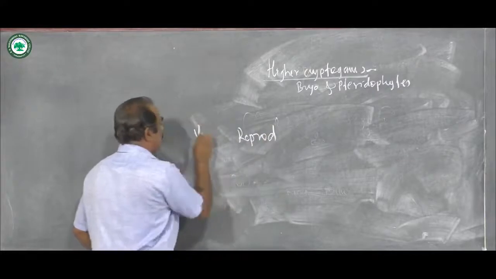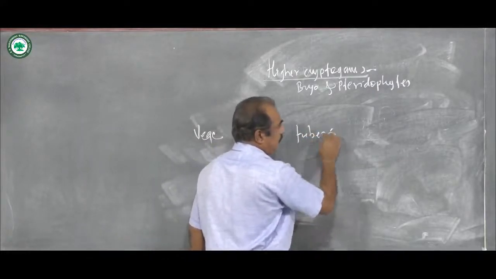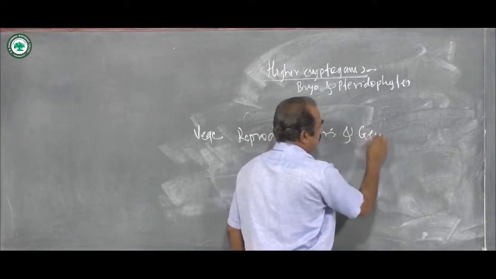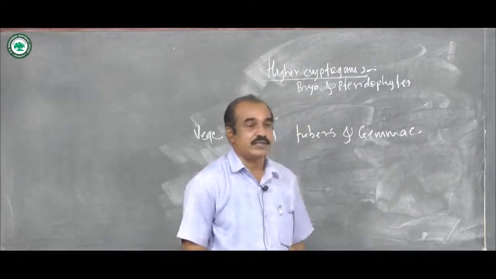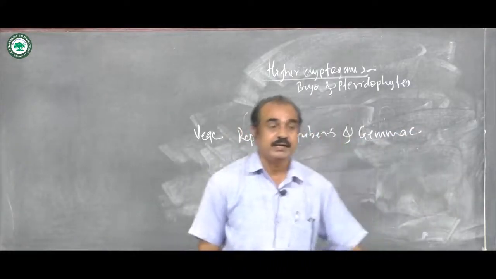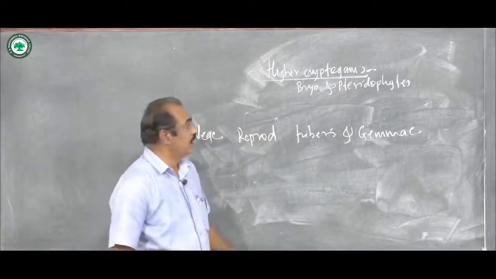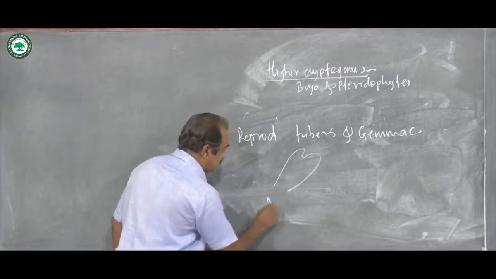The vegetative reproduction takes place by tubers and gemmae. Tubers are vegetative structures. When they get detached from the parent plant, they have the capacity to develop into a new thallus, into a new plant. While gemmae are developed on the thallus, for example, on Marchantia.